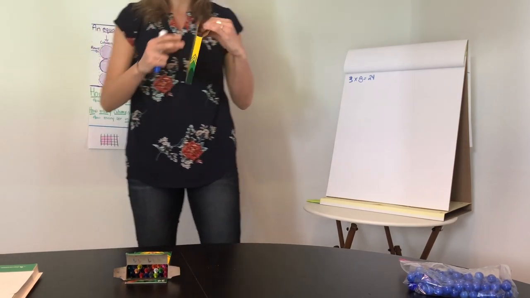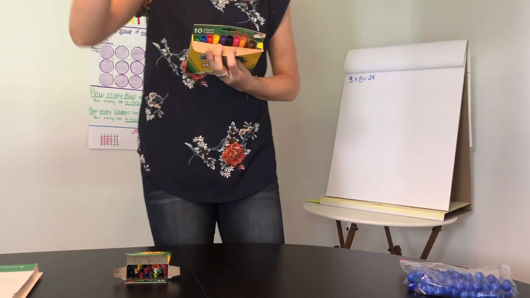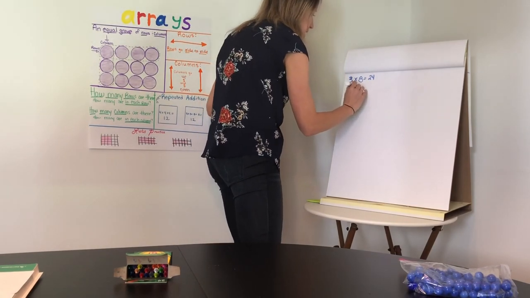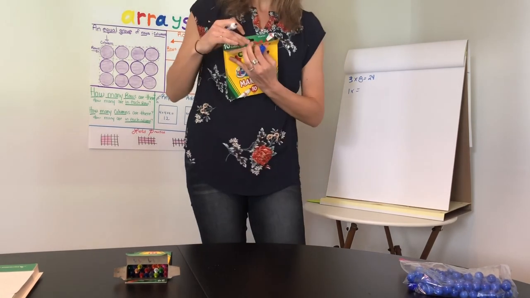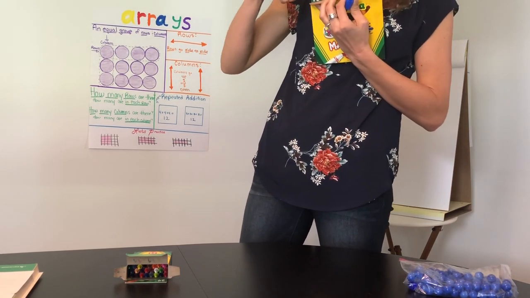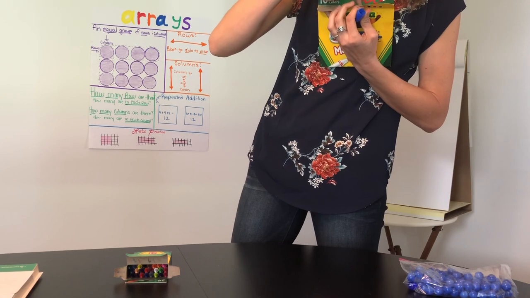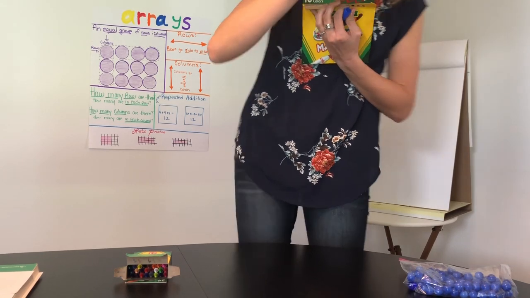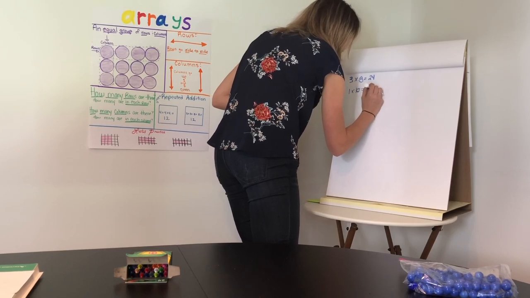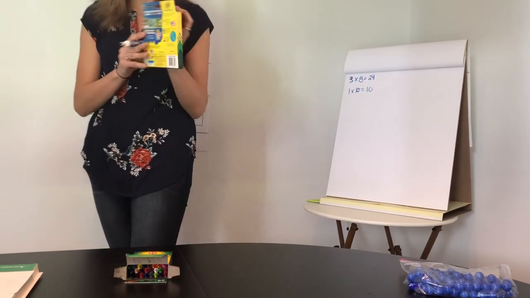Yes, you can look at your markers. Your markers do it too. How many rows of markers do you have? Just one. There's one row of markers. And how many are in that row? Let's count them. 1, 2, 3, 4, 5, 6, 7, 8, 9, 10. That means there are 10 total.